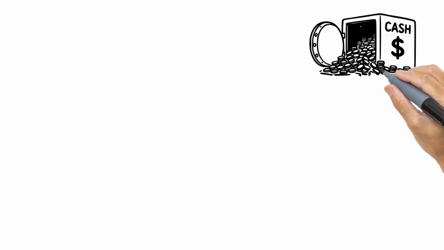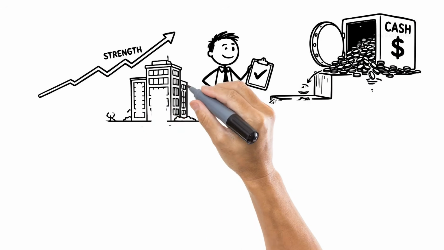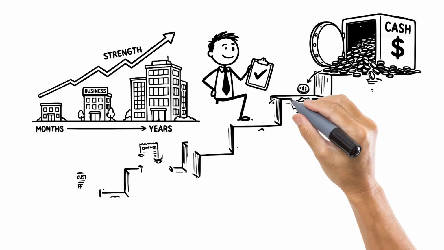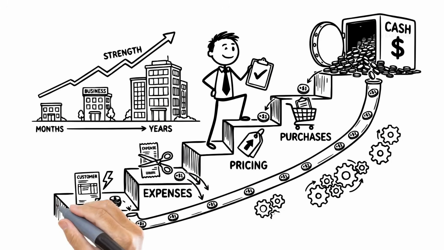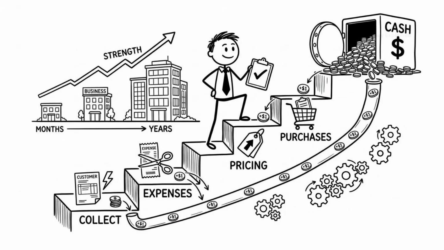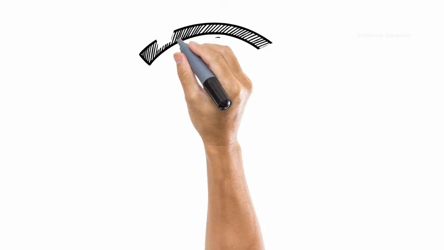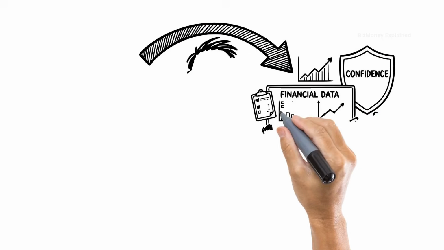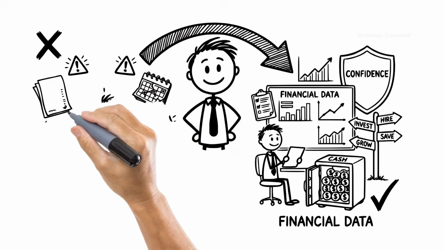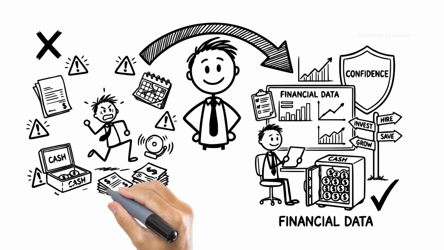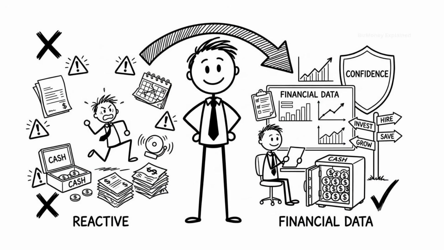Finally, remember that positive cash flow is built through consistency rather than dramatic financial changes. Small improvements repeated every week produce powerful long-term results. Collect payments a little faster. Control expenses a little better. Price products more intelligently. Plan purchases more carefully. Over months and years, these disciplined habits transform the financial strength of the business.